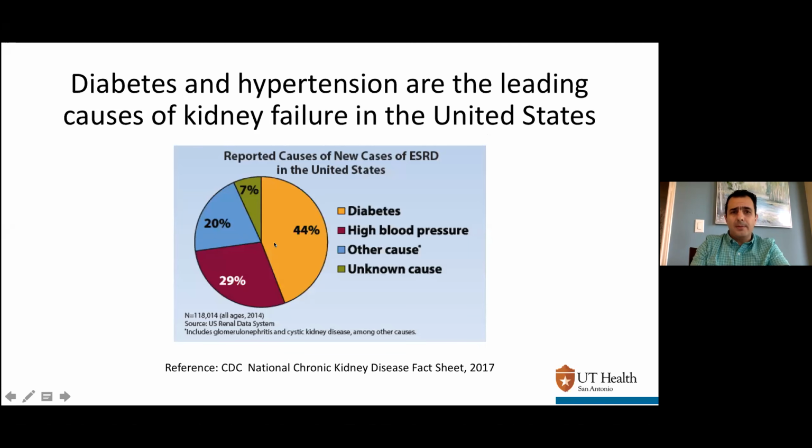As I said, diabetes and hypertension are the leading causes of kidney failure in the United States. We see a very large number of patients with diabetes and a large number of patients with diabetic nephropathy. We see diabetes at a very young age here in San Antonio. Diabetes and high blood pressure remain the most common causes of kidney failure in the United States and CKD. The rest are a mix of GN, hydronephrosis, and other causes of CKD, but mainly diabetes and hypertension.